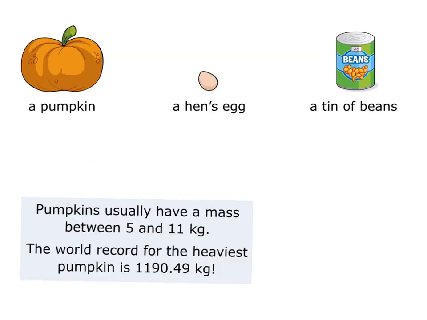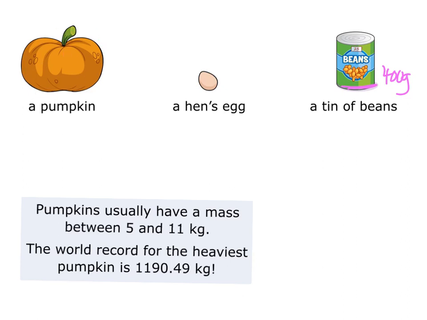So here we have 3 different objects: a pumpkin, a hen's egg, and a tin of beans. When you get tins of beans or anything like that, you can always look at the back of them, and they should normally have the weight at the back. So this tin, if I was to look at the back of it, would say 400 grams.